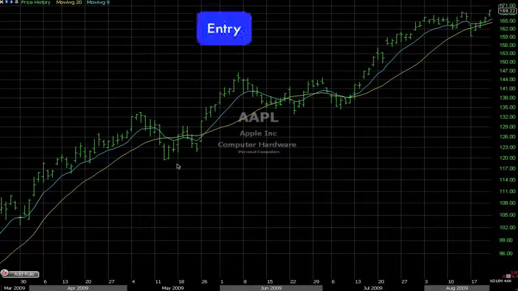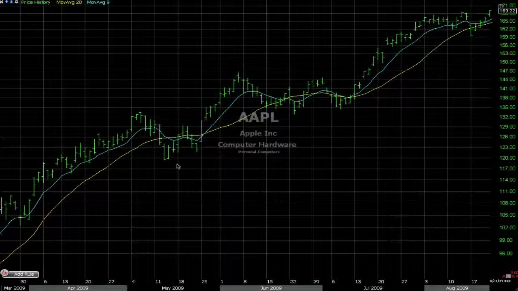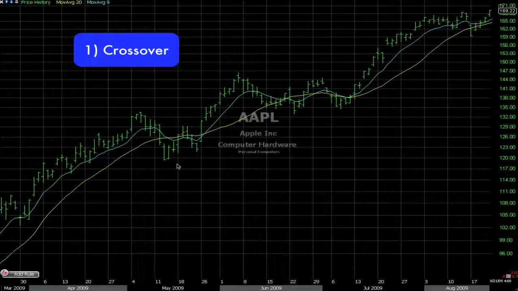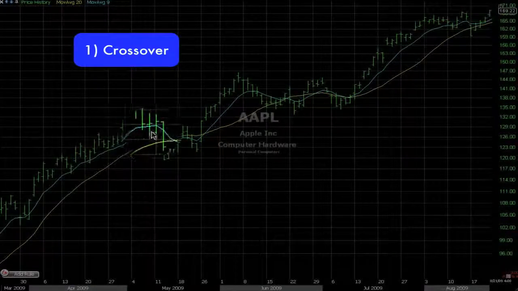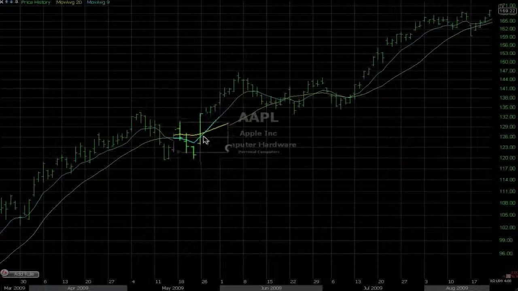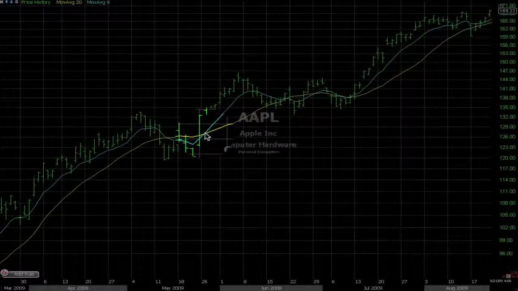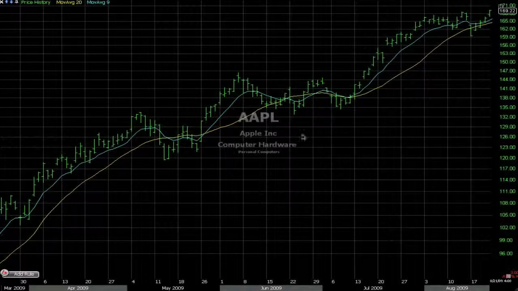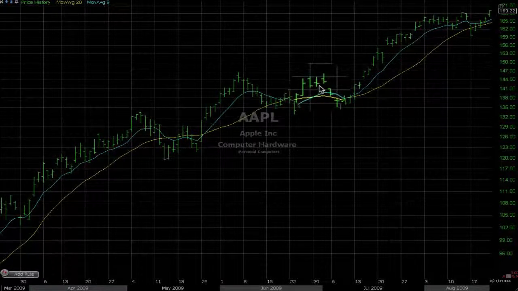Here's the third way to use moving averages. You can use it for entries. Many traders use MAs for entries, and this can be done in several different ways. First, a crossover of two MAs. Of course, you want to go with the trend, so you don't take the crossover to the downside, you only take it to the upside. So here's a crossover, so this could be a long signal. Here's another crossover. This is another long signal.